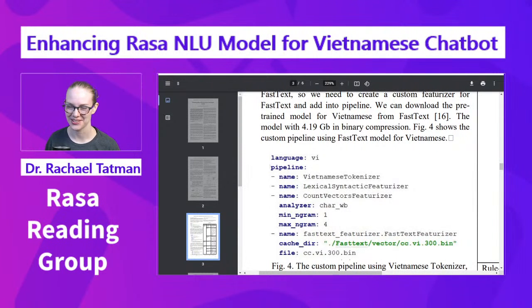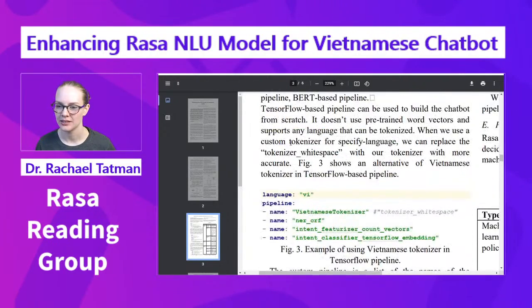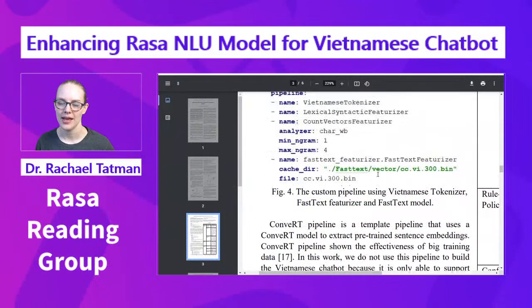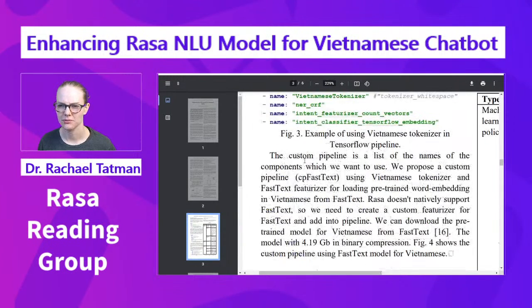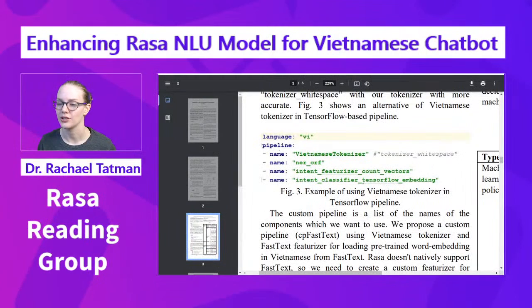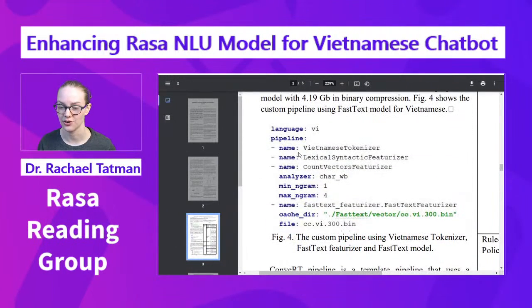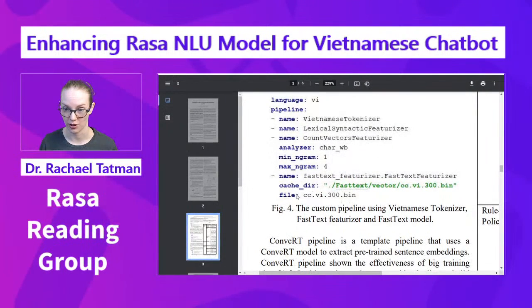Figure 4 shows the custom pipeline using fastText for Vietnamese. So this is the TensorFlow-based one, and this is one where they are also adding their own featurizer. Very similar: Vietnamese tokenizer, the featurizer. Okay, so here they're using a count vector featurizer, here they're using a lexical syntactic featurizer, and then count vectors, and then they're using their additional fastText featurizer using their downloaded model that they're pointing to here.